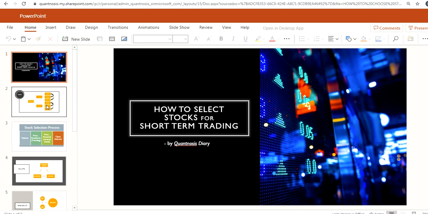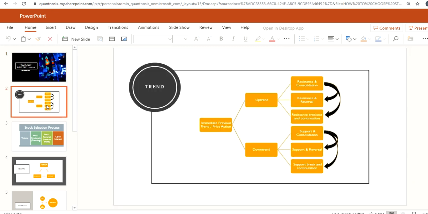Okay, now before we go deeper into the process of stock selection, let's revisit this flowchart which we have used in one of our previous videos. This flowchart basically summarizes all the possibilities of where price can go at any point in time. If the immediate previous trend was an uptrend, then price may face a resistance, then consolidate, or it can face a resistance and then reverse, or it finds a resistance and then breaks out of the resistance and continues in the uptrend. Similarly, for a downtrend it will work the same way.